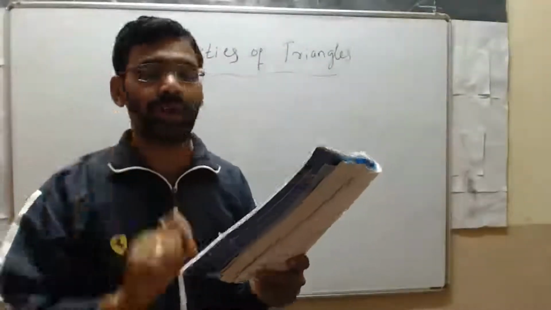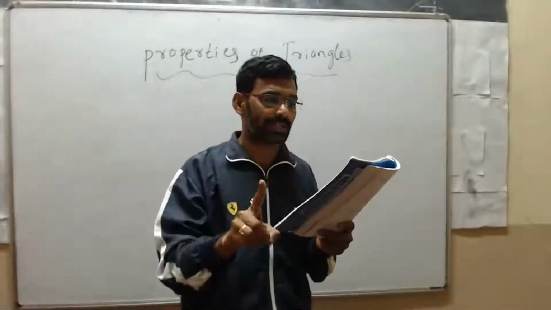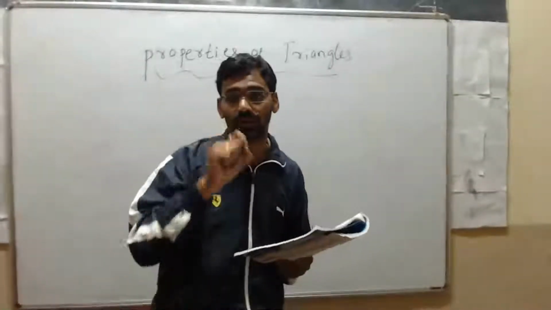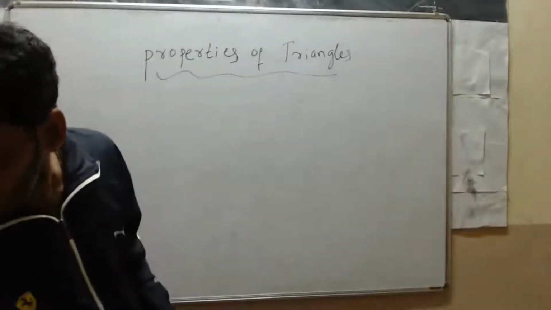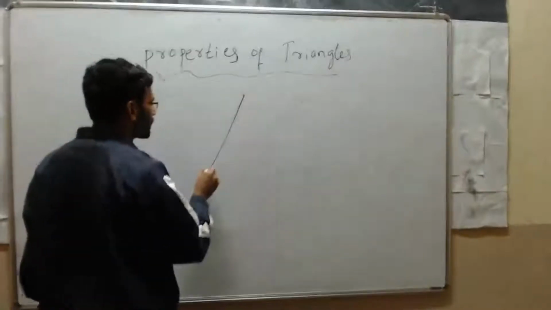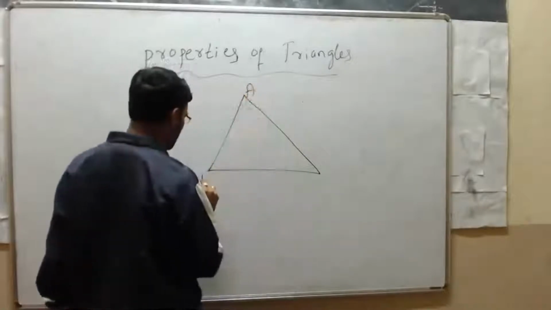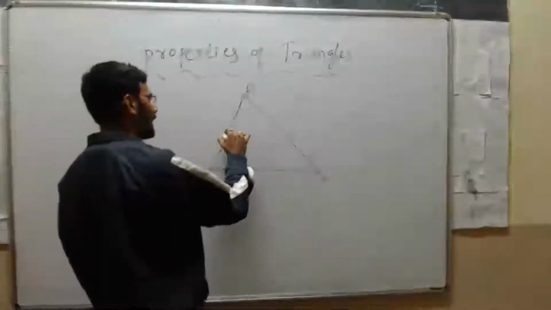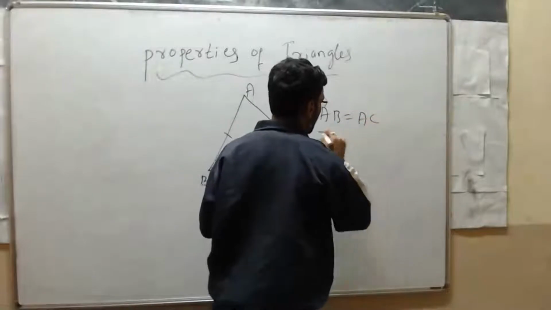Angles opposite to equal sides. Keep in mind, students: angles opposite to the equal sides of an isosceles triangle are equal. Isosceles triangle means in an isosceles triangle two sides are equal to each other. Now triangle ABC is an isosceles triangle means AB equal to what? AC. Isosceles triangle. Okay.